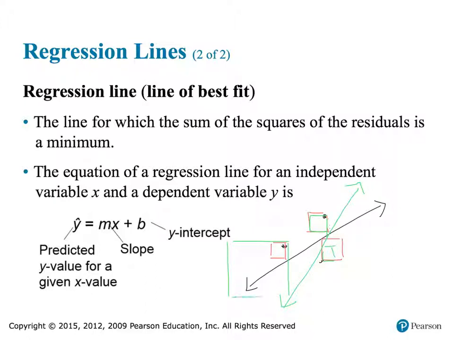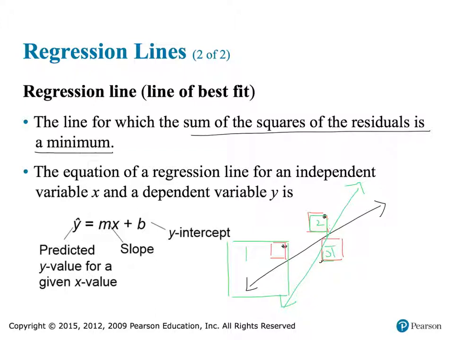He's got a very big square that is formed by his residual. If I add up the areas of these 3 squares in green, those areas will be much larger than the 3 squares in red. So that's what we mean when we say that the least squares regression line, that's another name for it, line of best fit, regression line, or least squares regression line, is the line for which the sum of the squares of the residuals is a minimum.